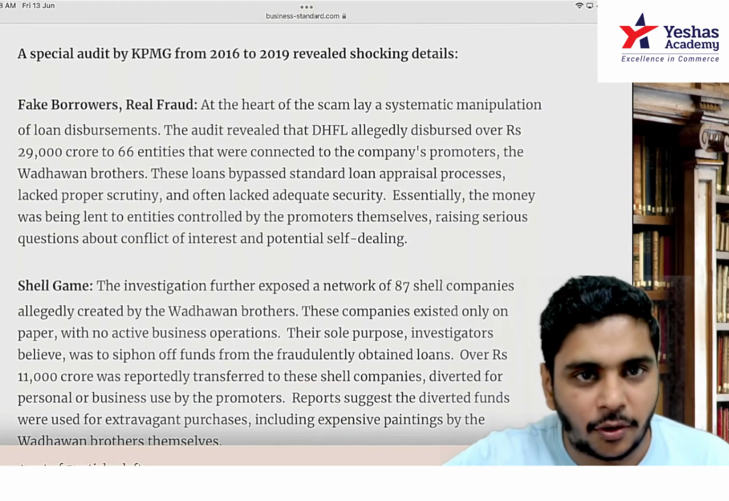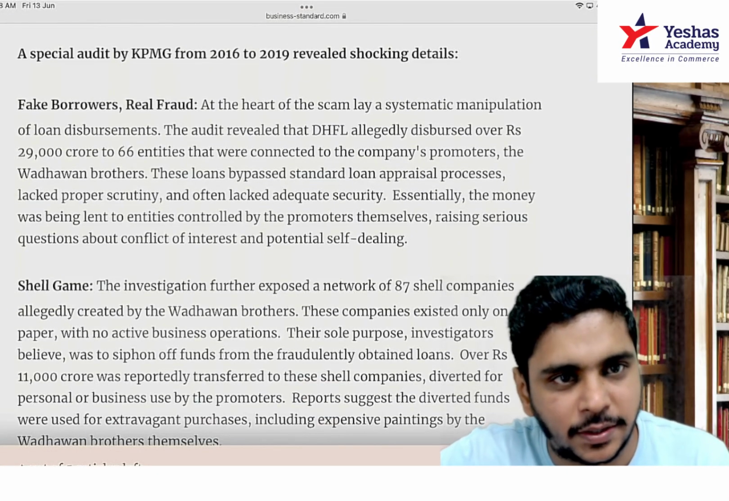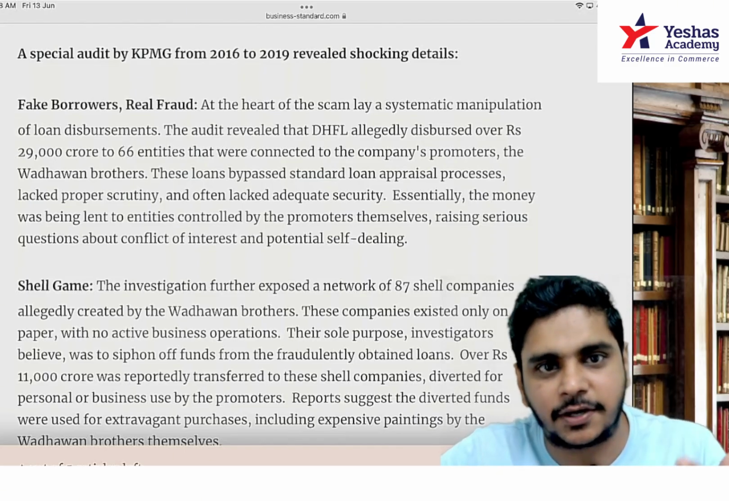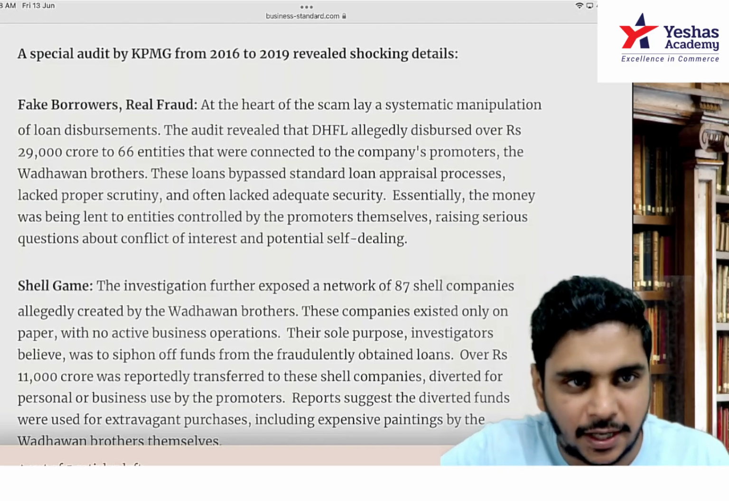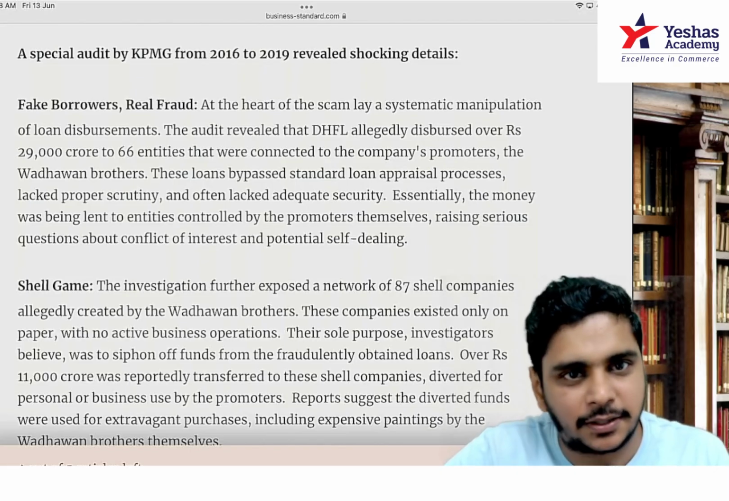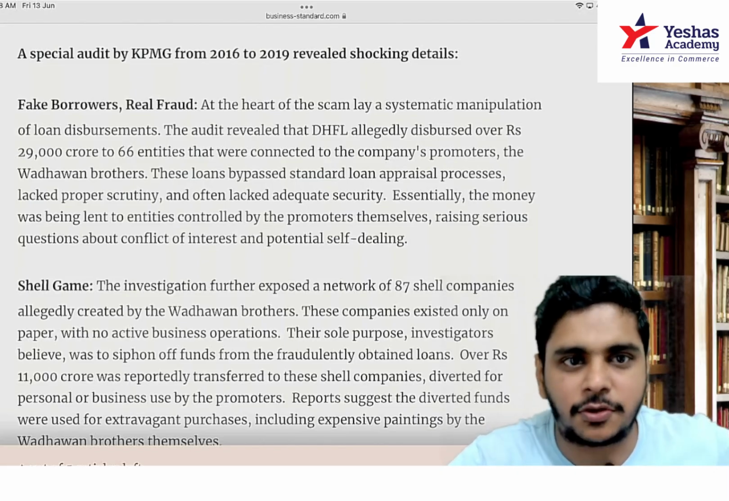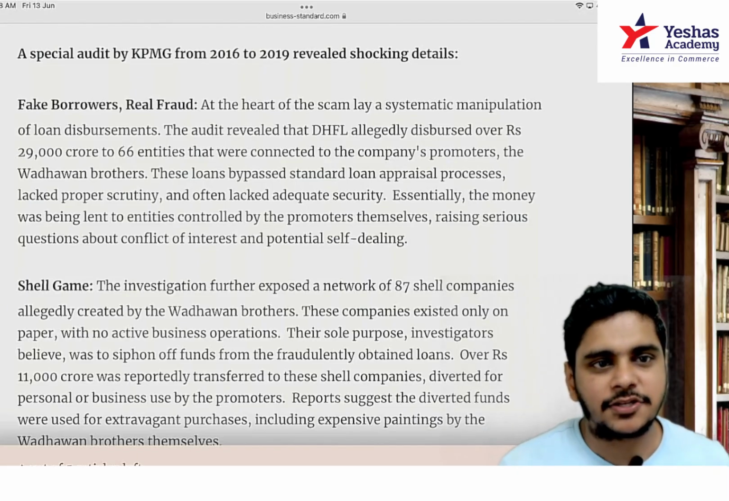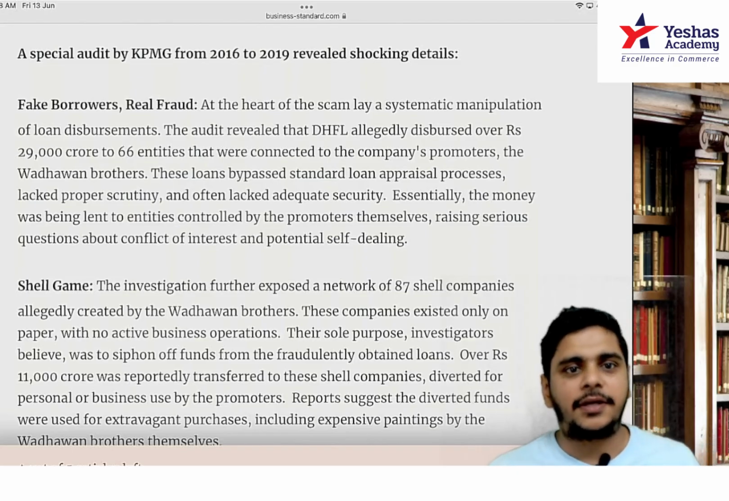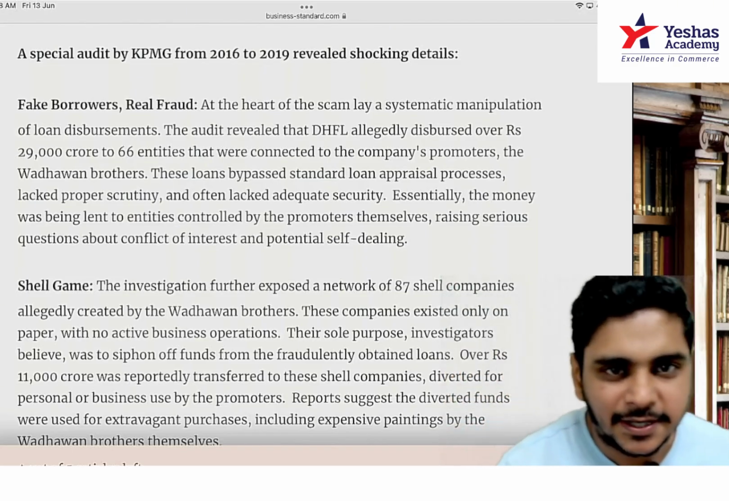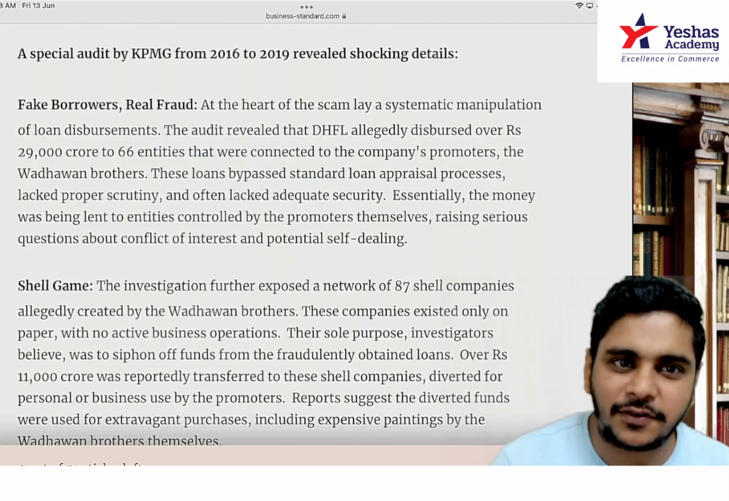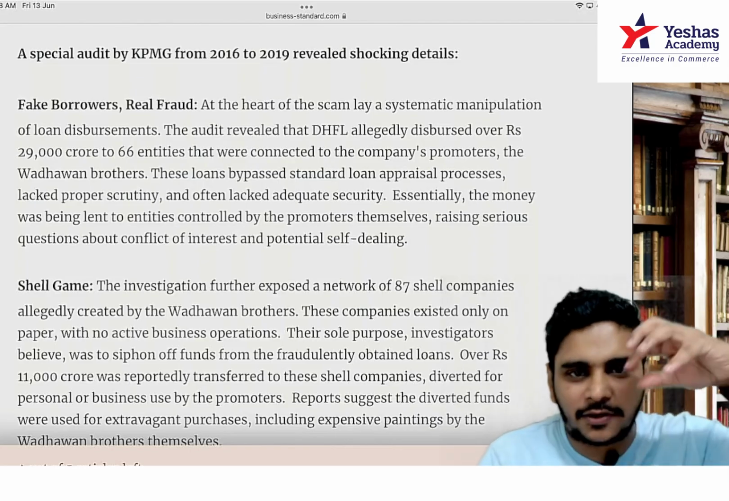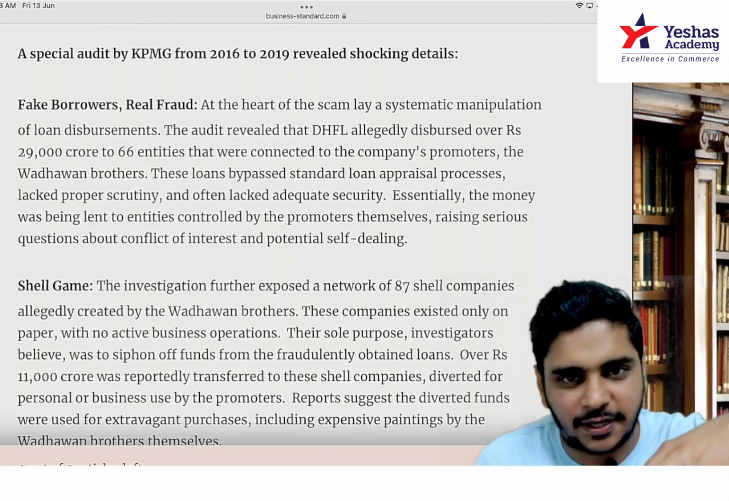Now if you read this, the audit revealed that DHFL disbursed over rupees 29,000 crore to 66 entities that were connected to the company's promoters, the Wadhawan brothers. These loans bypassed standard loan appraisal processes, lacked proper scrutiny and often lacked adequate security. Essentially, the money was being lent to entities controlled by the promoters themselves, raising serious questions about conflict of interest and potential self-dealing. So DHFL was granted an NBFC license by RBI.